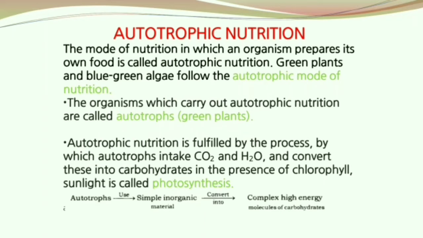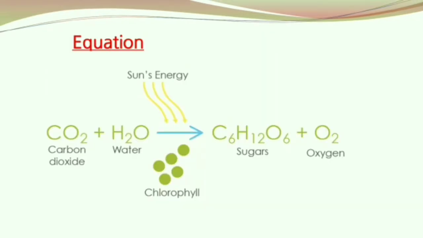Autotrophic nutrition is fulfilled by the process by which autotrophs take carbon dioxide and water and convert them into carbohydrates in the presence of chlorophyll and sunlight. This process is termed as photosynthesis. Carbon dioxide and water in the presence of sunlight and chlorophyll get converted into sugars and release oxygen. This is the equation for photosynthesis.